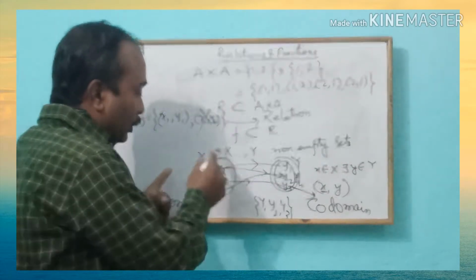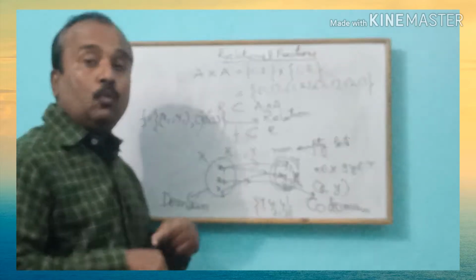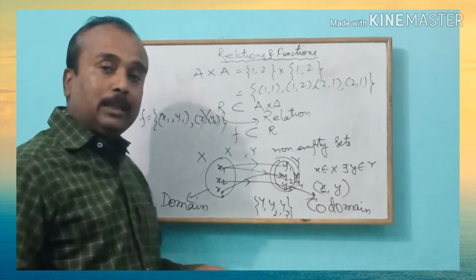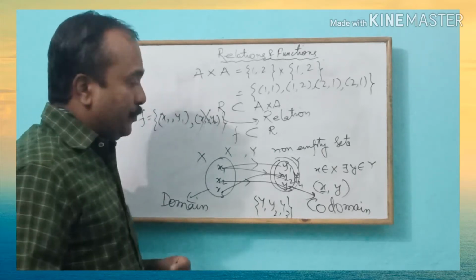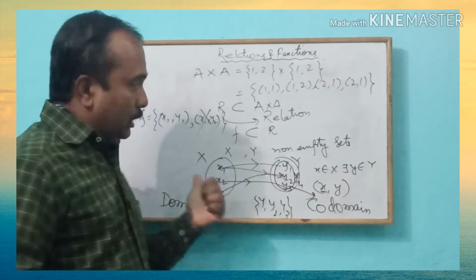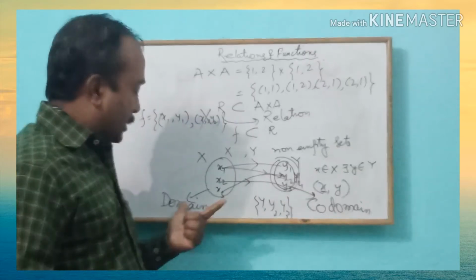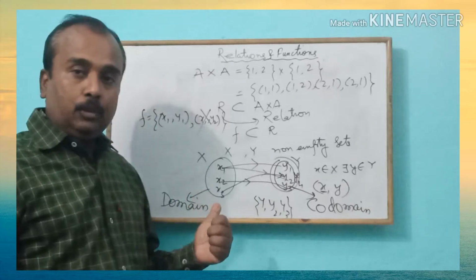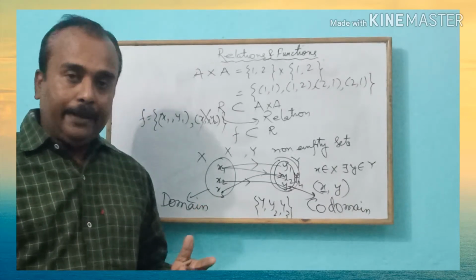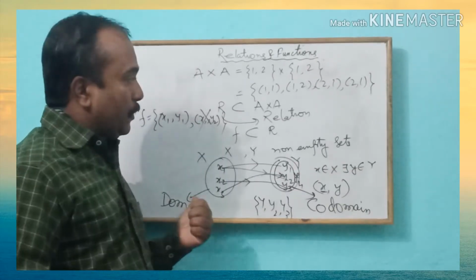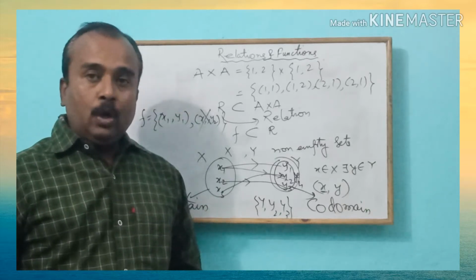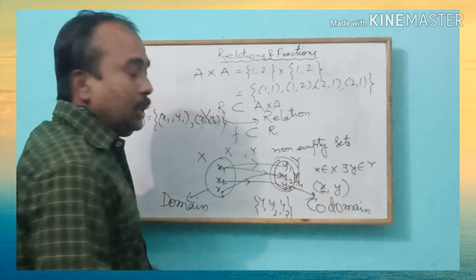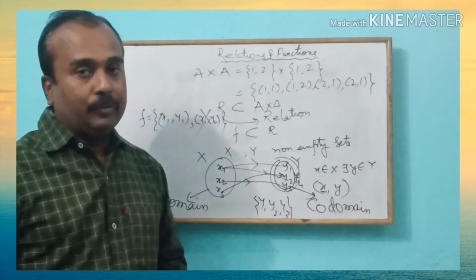That means for the values of x, the corresponding values of y become the range of the function. Okay? I think you have understood the three terms: domain, codomain and range. Now, I shall tell you how to find out the domain or range for a real valued function.